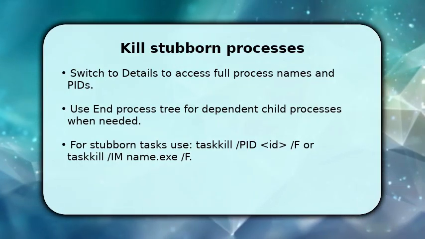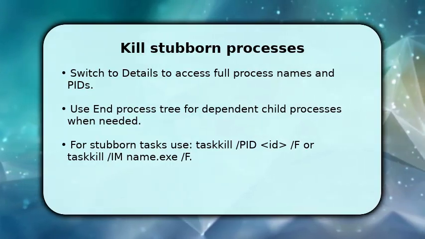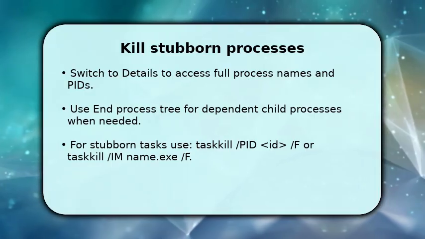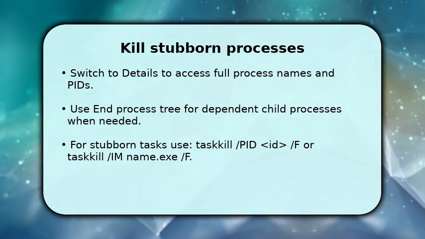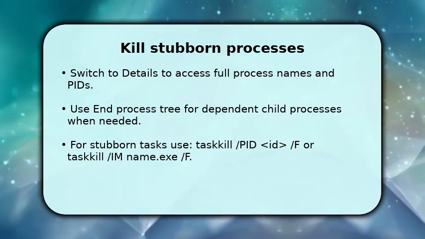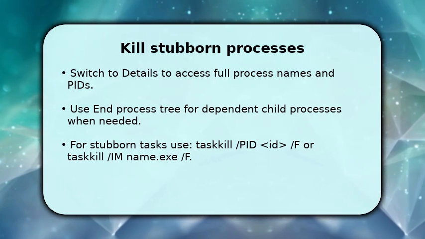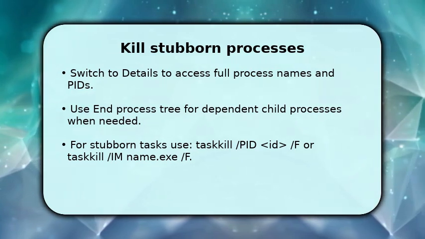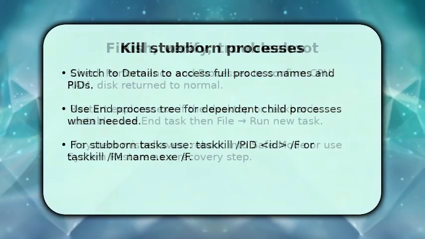If Task Manager won't stop something, use the command line: taskkill /PID <PID> /F or taskkill /IM name.exe /F to force termination. This handles hung services or background apps that ignore the GUI commands. To finish, verify by checking the Performance and Processes tabs to confirm CPU, RAM, and disk activity normalized.